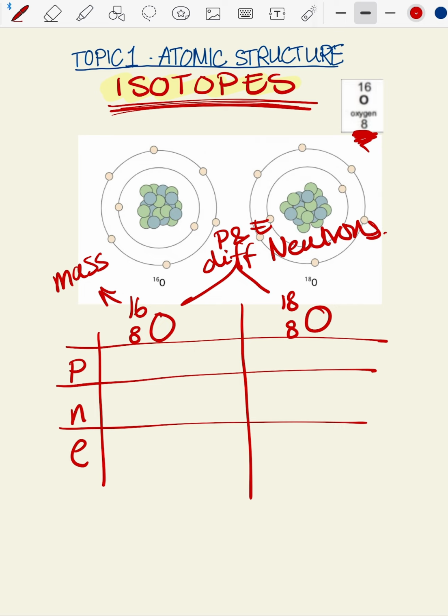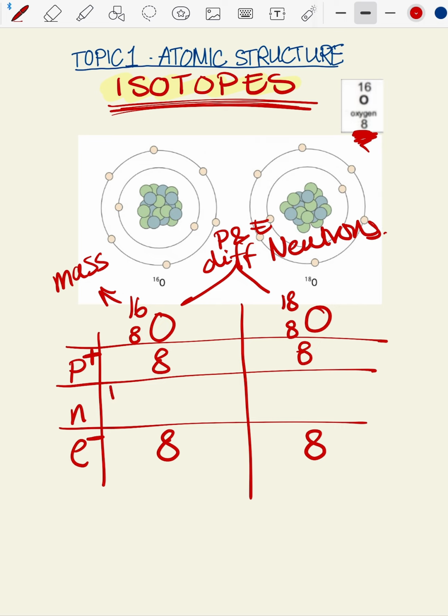So let's see if we can fill in this table really quickly. So in this case, 8 protons for both of our isotopes. The number of electrons is going to be the same, because remember, the same number of positive subatomic particles must have the same number of negative subatomic particles. It's also going to be 8 electrons for both of our isotopes, and the only difference is going to be when it comes to our neutrons.